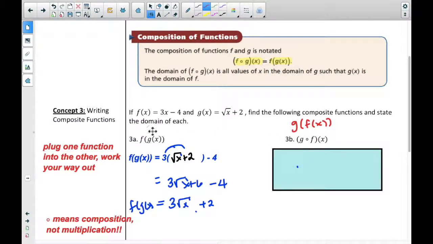Well, same thing here. This means f of g of x. And you can write it either way. So that little dot means composition. It does not mean multiplication.